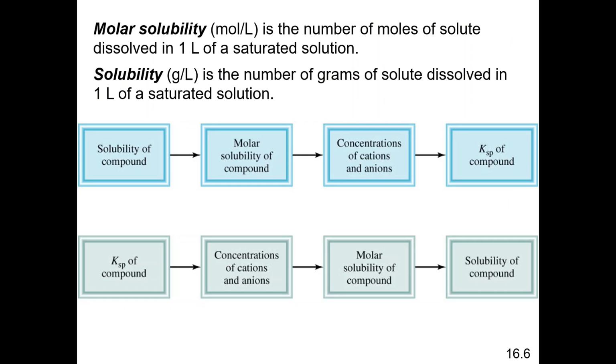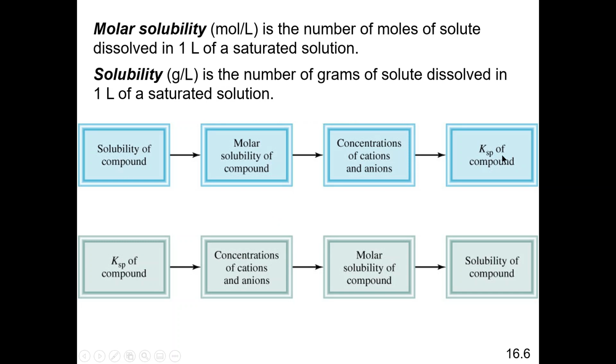Okay, so some definitions here. The molar solubility is the moles of a solute dissolved in 1 liter of a saturated solution. And then you have the solubility, which is the number of grams of solute dissolved in 1 liter of a saturated solution. So the units of molar solubility is moles per liter, and the units of solubility is grams per liter, right? And we can use these values once we determine what they are to determine the Ksp, or we can do the reverse. And what we see here on the screen are two flowcharts.